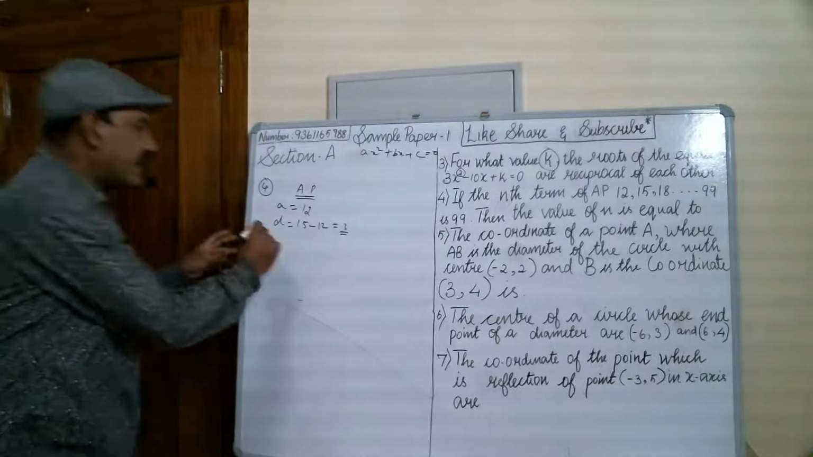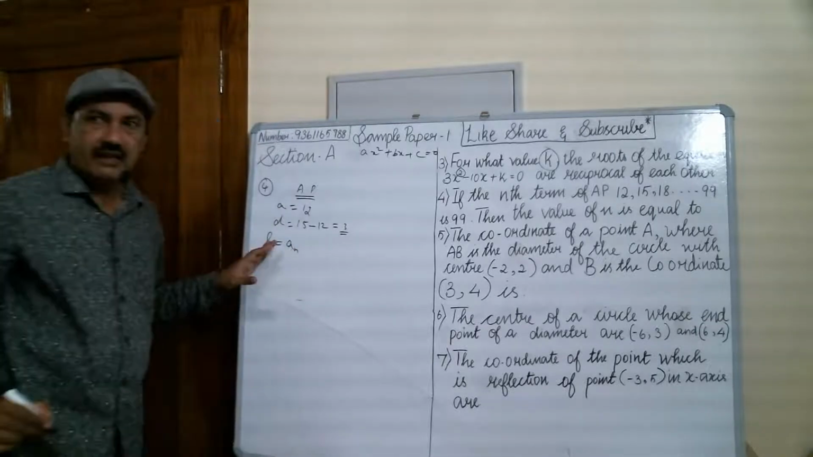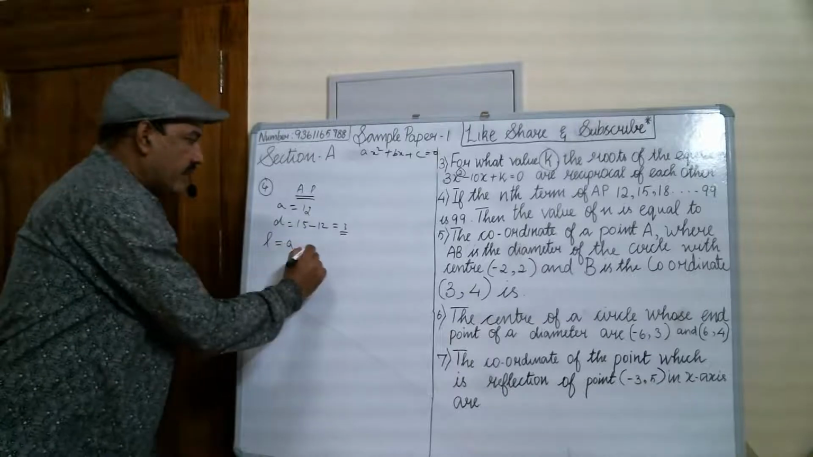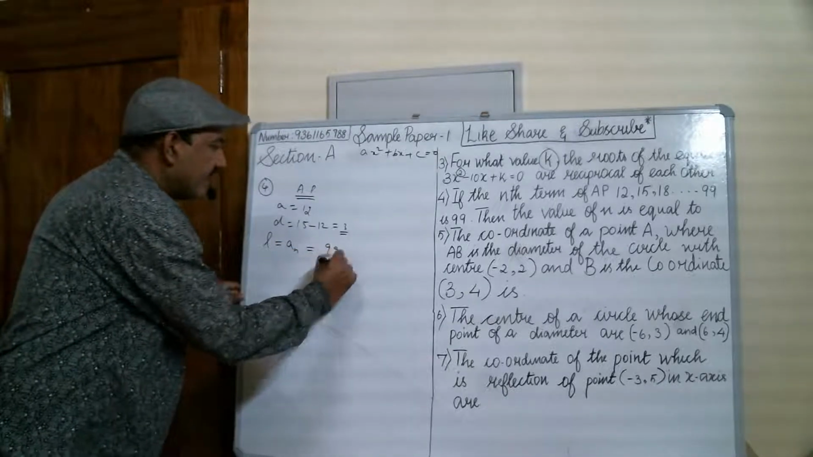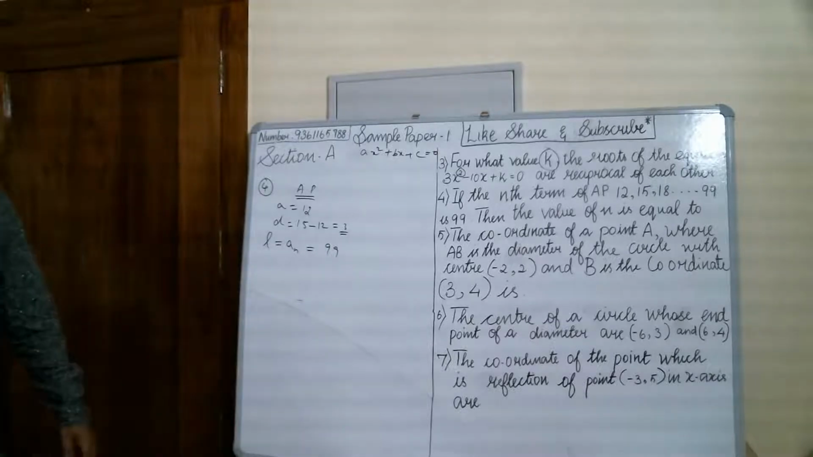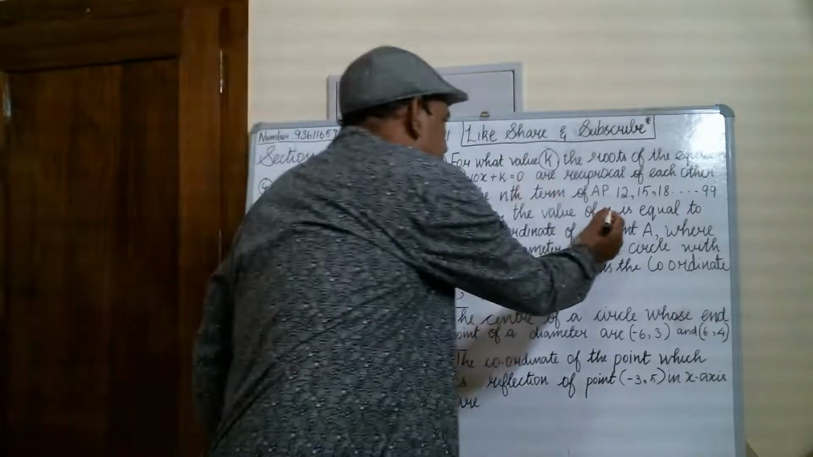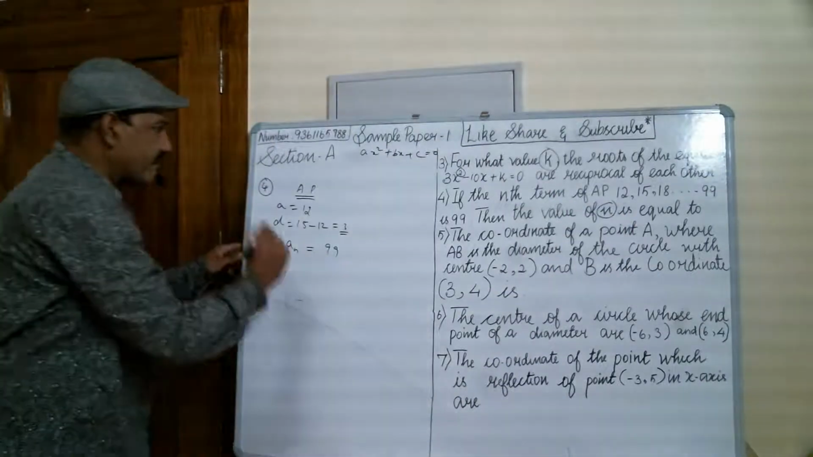The last term is written either as l or otherwise an. The last term is l or an. We can call it by two different ways, which is already given as 99. So l is equal to 99 or an is equal to 99. What are we supposed to find? We have to find out how many terms are there in this AP, which means n is equal to question mark.